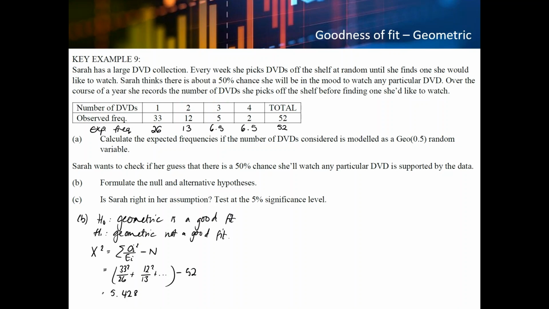None of our expected values are under 5, so I don't have to combine any of my columns. And so my degrees of freedom is my number of columns, which is 4, my number of cells that are interesting, take away 1, which gives me a degrees of freedom of 3. So if I look at the chi-squared family, 3 degrees of freedom at 5%, I get a critical value of 7.815.